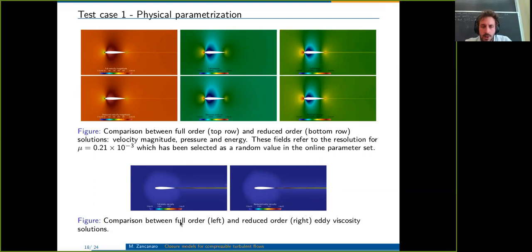While here at the bottom part of the slide is depicted a comparison between the offline solution for NuT and the eddy viscosity reconstructed by the neural network. So also the neural network is doing good.